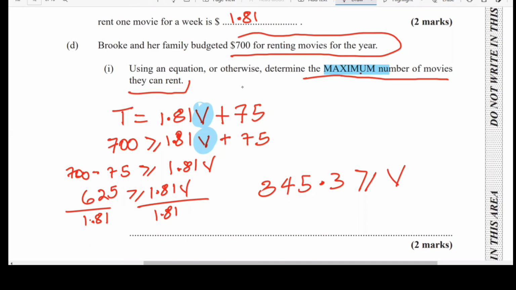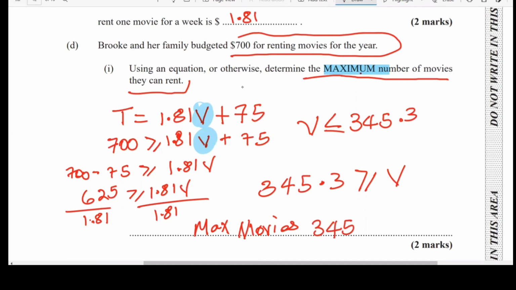In other words, turn it another way, you could say that V is less than or equal to 345.3. Less than or equal to. You hear what it says? V is less than or equal to that. So that means the maximum number of movies that they would get. Because you can't have point movie, so you have to round it. You have to round it to 345. That's the number of movies that they can get.